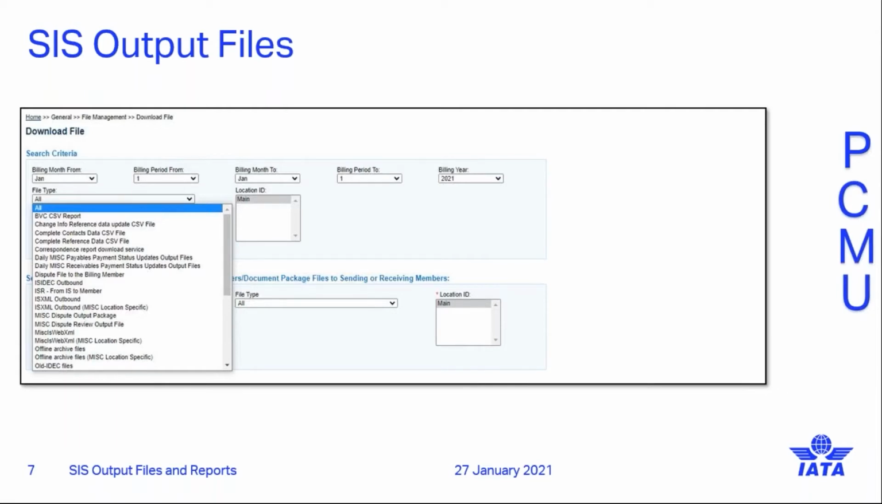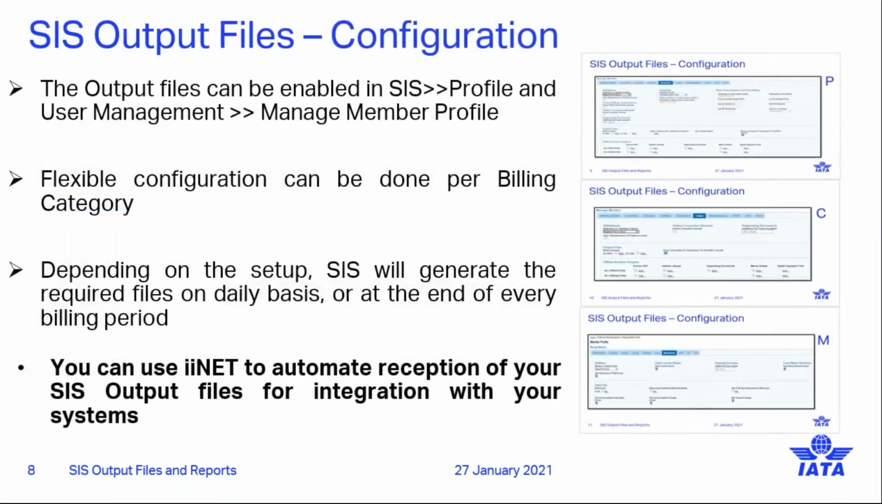The output files are offered for each billing category and in different formats that we will go through one by one later. Per each billing category, as I said, these output files can be enabled in your SIS member profile. So the configuration of these files can be done by going to SIS, Profile and User Management, and Manage Member Profile. SIS offers you a flexible configuration that you might want to choose by billing category, and also, depending on the setup, SIS will generate the required files on a daily basis or at the end of every billing period, as indicated in the SIS calendar that my colleague Sam will cover for you later.